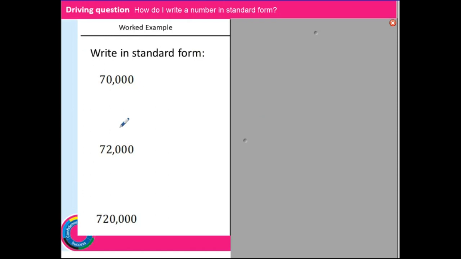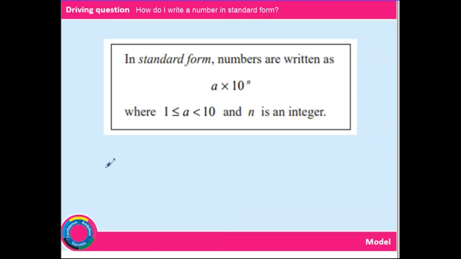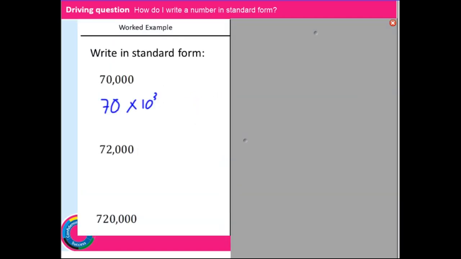Okay, so let's write 70,000 in standard form. Let's say I did 70 multiplied by 10 cubed. That would equal 70,000, but is it in standard form? Let's go back to this. This number A must be less than 10 and greater than or equal to 1. That can't be correct because I've written 70. Try 7 multiplied by 10 to the power of 4. That's correct. Try the loops, 1, 2, 3, 4. And this number here is between 1 and 10.